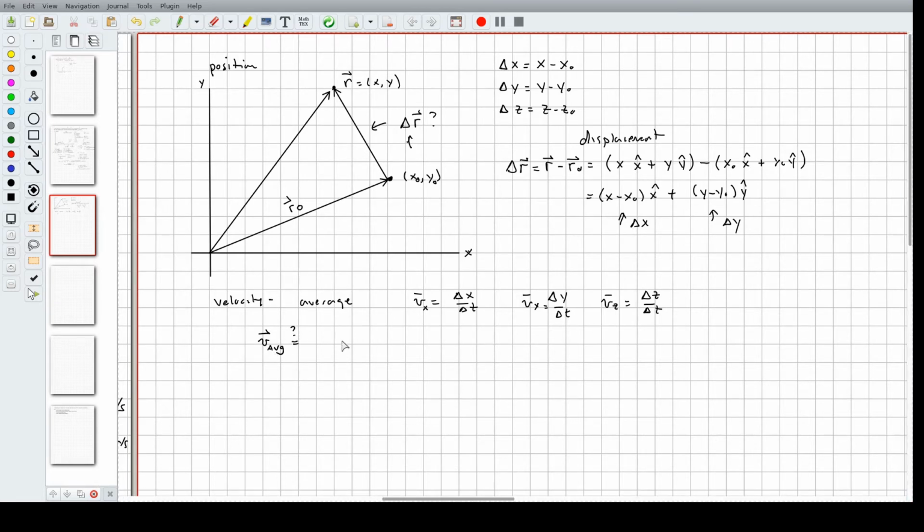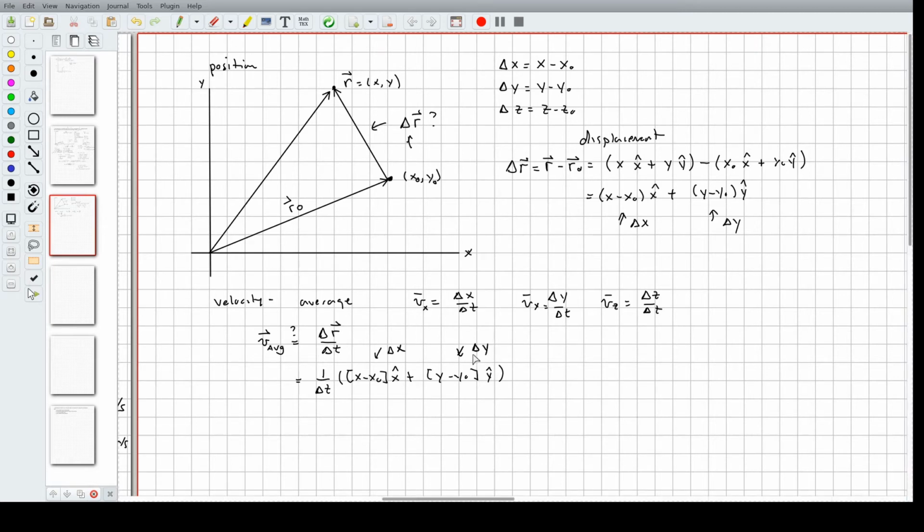So the question is, does the form hold true? Is this a true statement? Well, to see if it is, let's take a look. Basically, we're dividing delta r, which we calculated over here, by 1 over delta t. As we saw with delta r, it was x minus x naught, x hat, plus y minus y naught, y hat, z minus z naught, z hat if you wanted to. And this is delta x, and this is delta y.